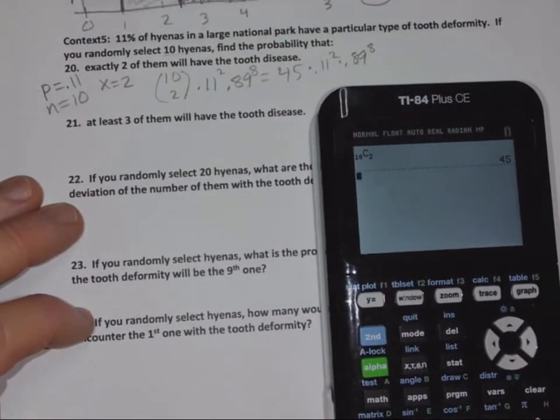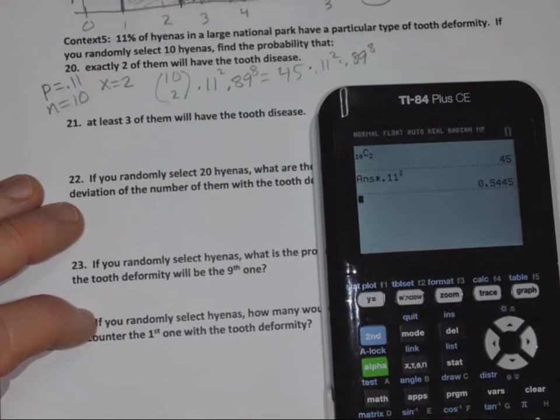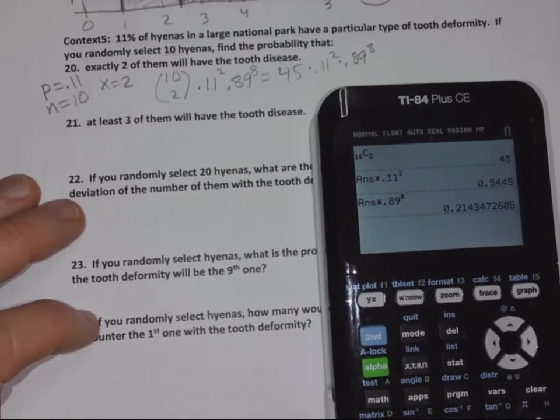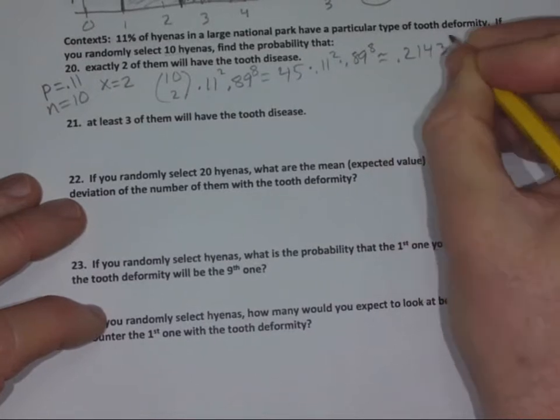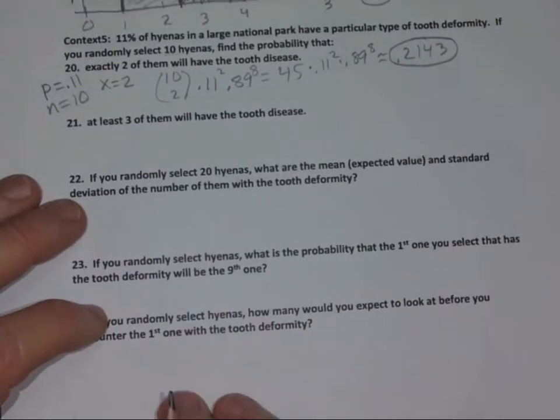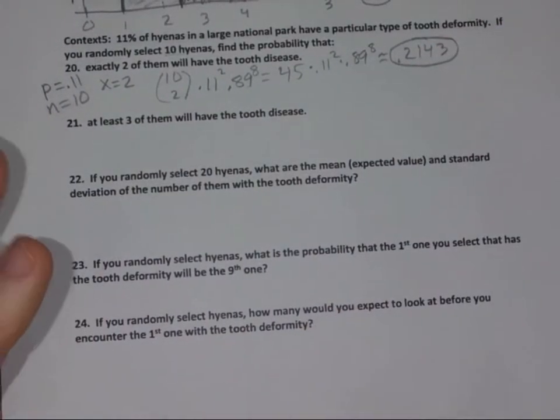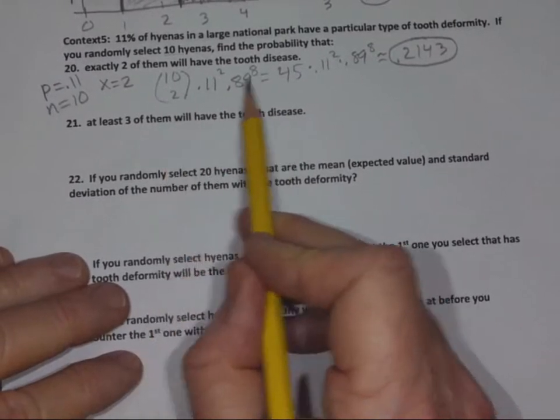So I will just say that number times 0.11 squared, and then times 0.89 to the power of 8. So that would be 0.2143, approximately. 0.2143. Boom. Okay, so there we go. And now I'm going to show you a little shortcut with your calculator. You have to be able to do that, though.